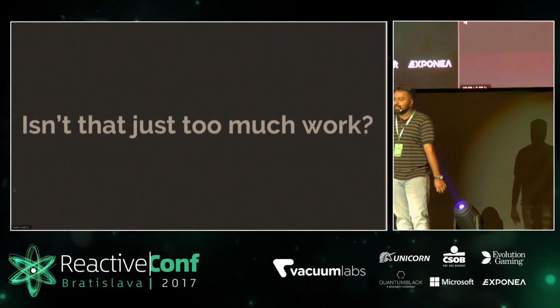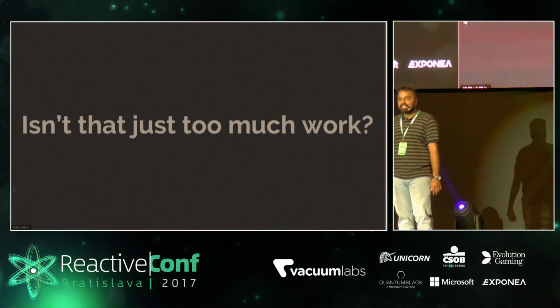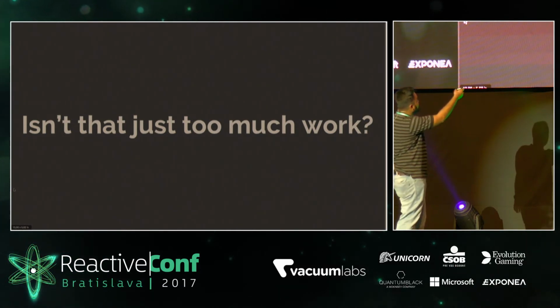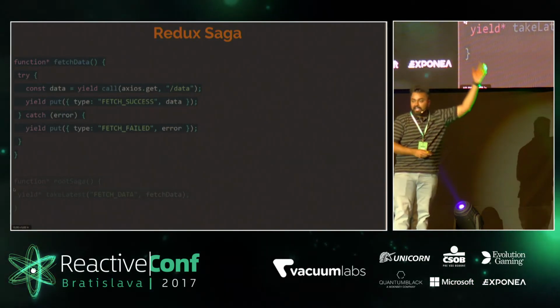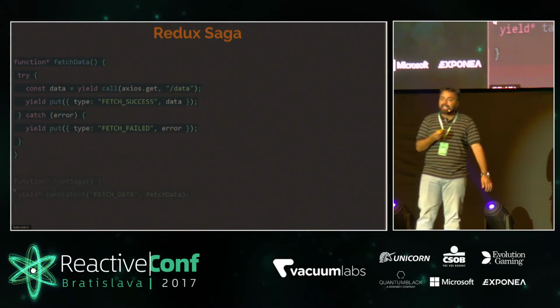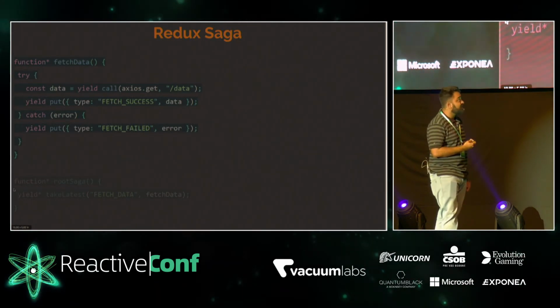Yes, it is if your application is very simple. But when your application becomes very complex, Saga is really, really beautiful. Because as you saw in the last page, it is very declarative, like yield call axios.get data. So you know exactly what your code is doing just by reading it. It is as simple as that.